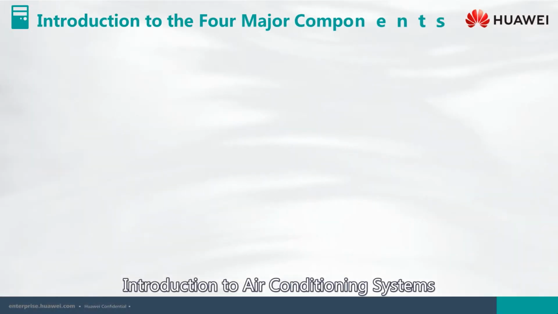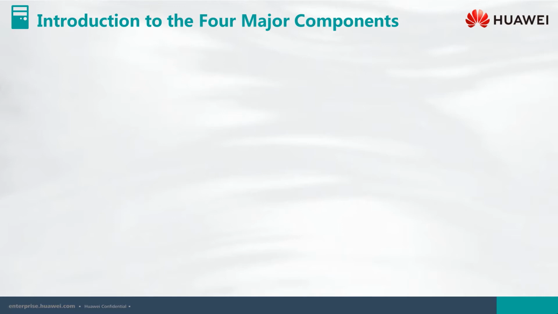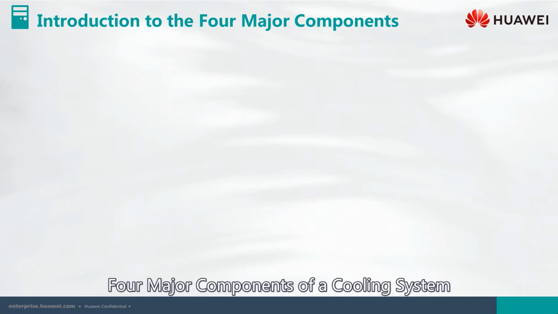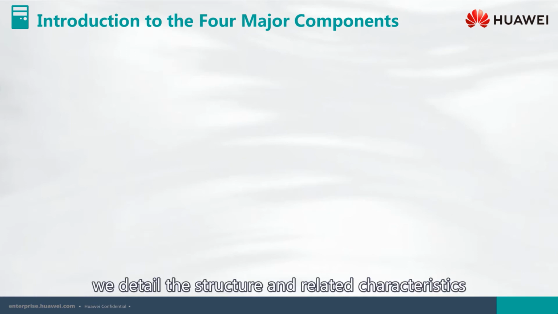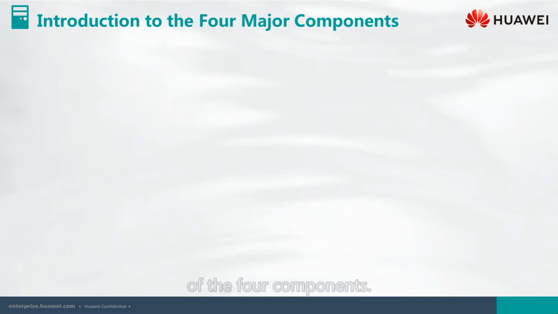Introduction to Air Conditioning Systems. 4 major components of a cooling system. In this section, we detail the structure and related characteristics of the 4 components.